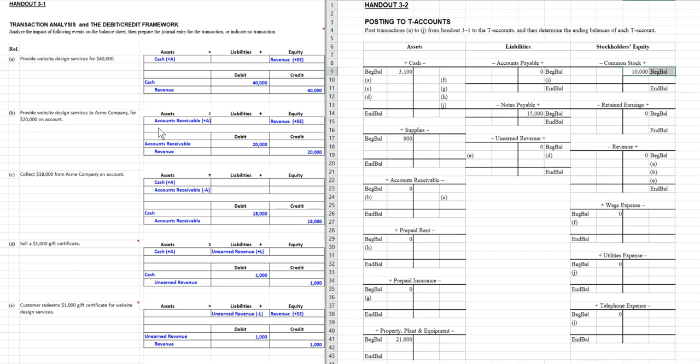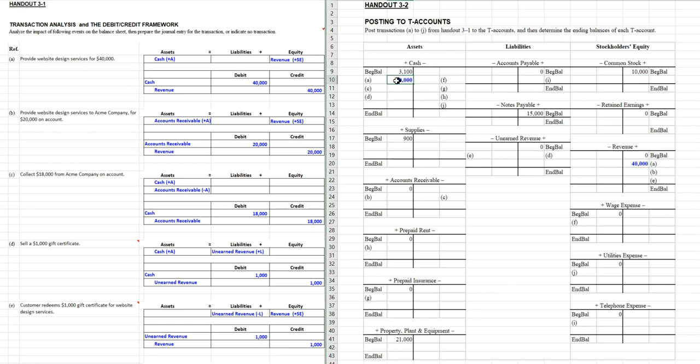Let's go ahead now and record our journal entries, or post our general journal entries for our income statement transactions, to our T accounts. The first one we have is a $40,000 debit to cash and a $40,000 credit to revenue.